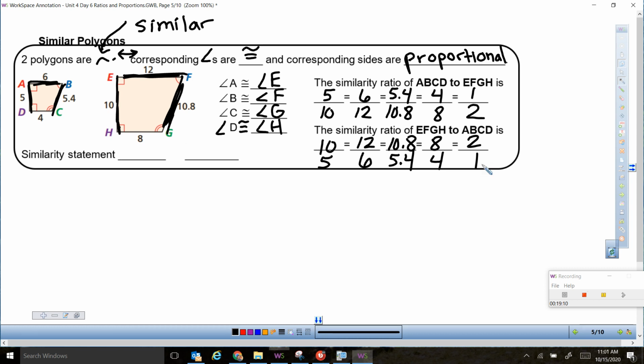So the similarity statement, we will say that polygons ABCD, and we can't say that they're congruent because are they congruent? No, they're not congruent, they are similar. So we use that little wave to show that it's similar to the second polygon, which is polygon, and you make sure I get it in the correct order. So if I did A, B, C, D over here, it used to be E, F, G, H.